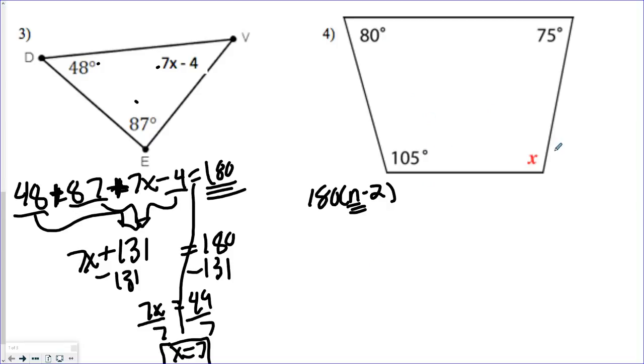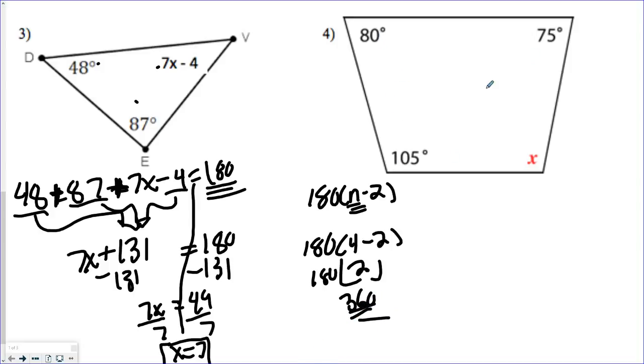So if I want to know what all these should add up to in a 4-sided figure, if I have 4 sides, I want to add up all their angles. What should that get me? I'm going to use this formula and say 180 times 4, because 4 sides, minus 2. Well, 4 minus 2 is 2. So 180 times 2 would give me 360. So this is my target number. All these angles should add up to 360. So I'm going to write that as an equation: 80 plus 75 plus 105 plus x is equal to 360.